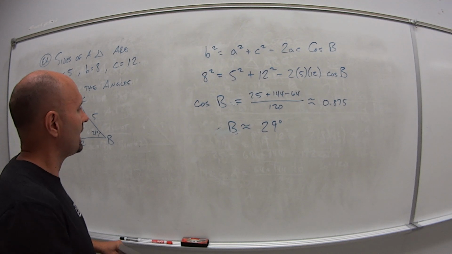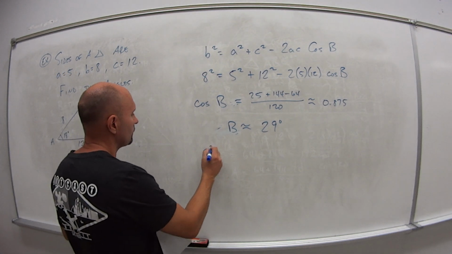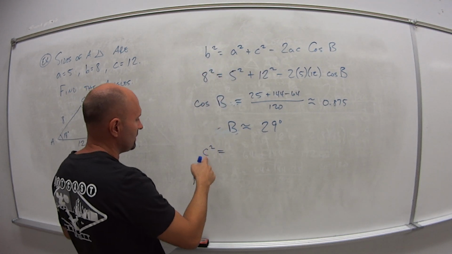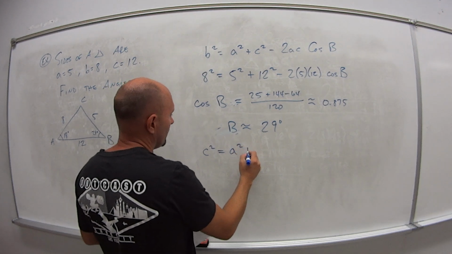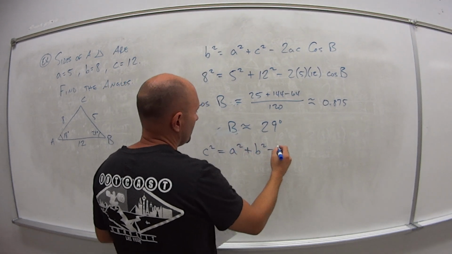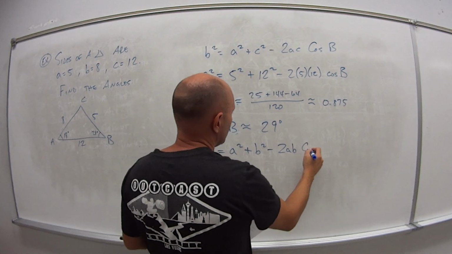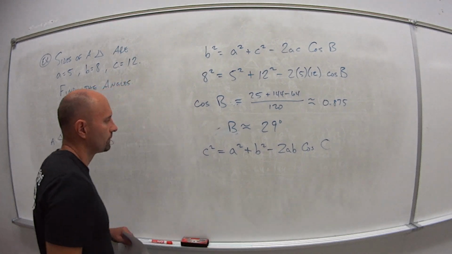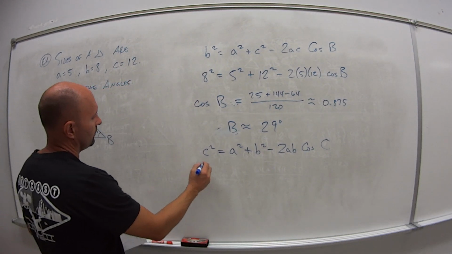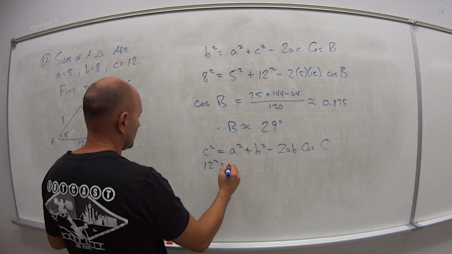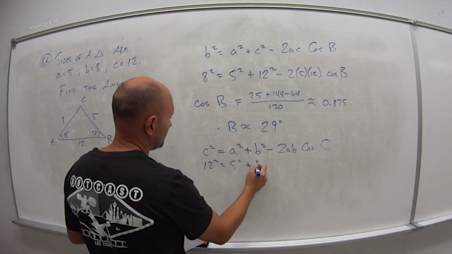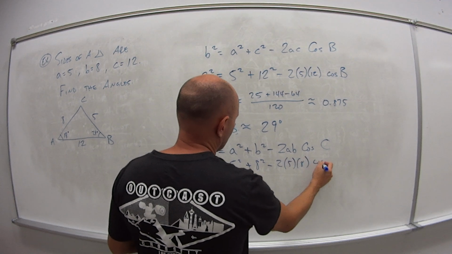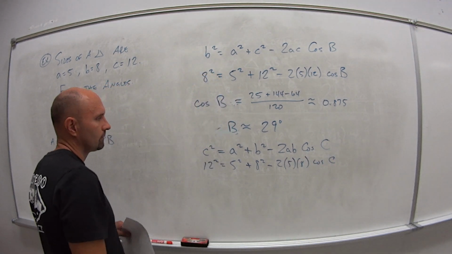And then lastly, angle C. So same formula, we're just switching stuff around again, the A's and the C's. So C squared is A squared plus B squared minus 2AB cosine of C. So if we plug in those values, we get 12 squared is 5 squared plus 8 squared minus 2 times 5 times 8 cosine of C.